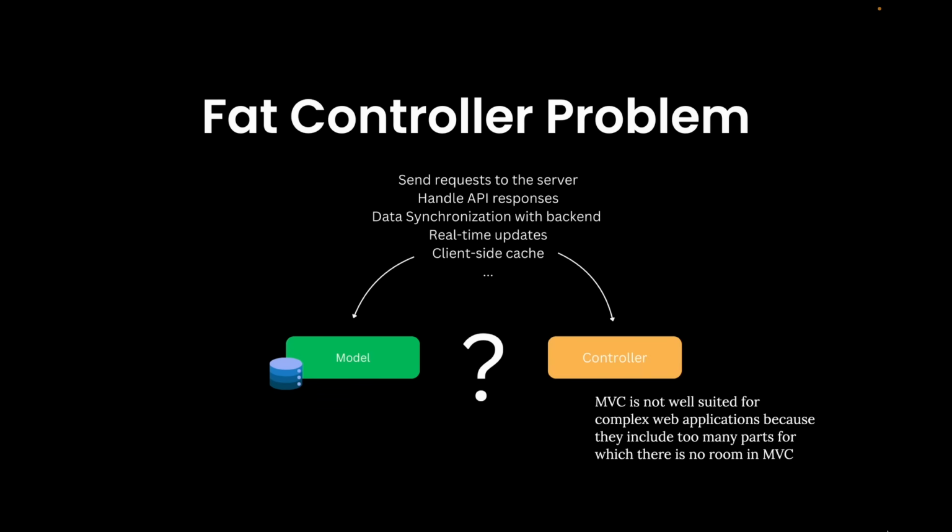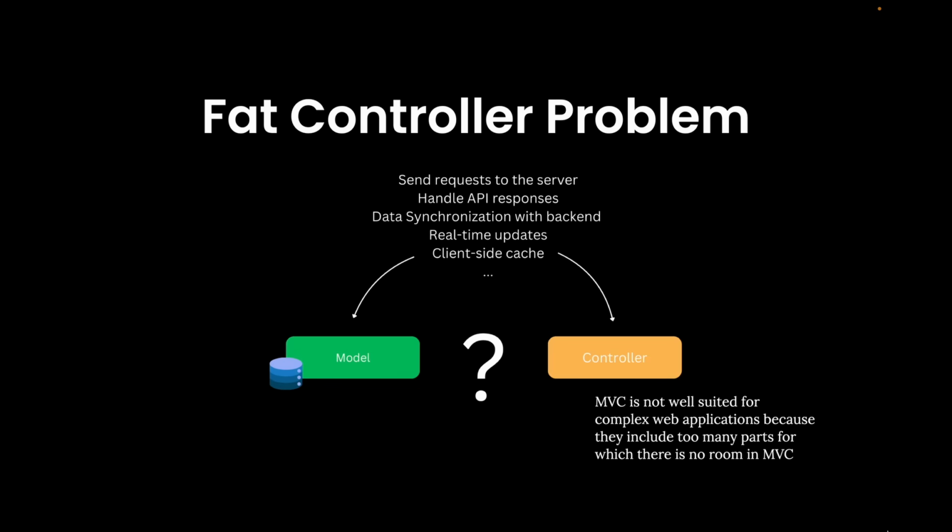Let's look at the fat controller problem. The controller is supposed to be a bridge between the view and the model. This definition sounds too abstract and actually includes things like sending requests to the server, handling API responses, and synchronization with the backend, for example if we use WebSockets for real-time updates. The controller also manages client-side caching, and a bunch of other things. And that's the problem. The controller ends up doing way more than it should, becoming a massive bloated layer.